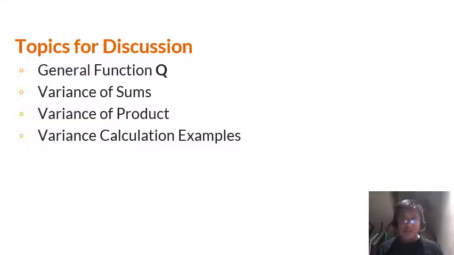And then we will discuss the variance of a sum for a generalized function Q, that is a sum of variables x1, x2, and so on. And then we'll discuss briefly the variance of a product of multiple functions to arrive at the general function Q. And then we'll apply it directly to two common examples, some equations in general physics. So, yan yung flow ng discussion natin dito.